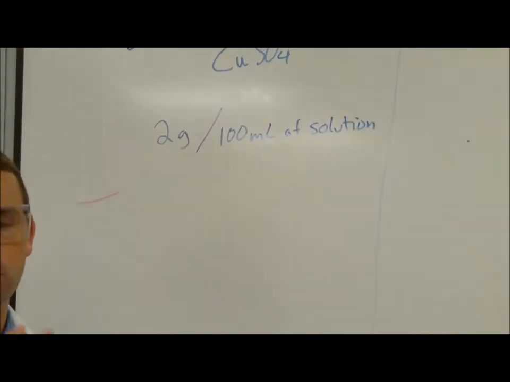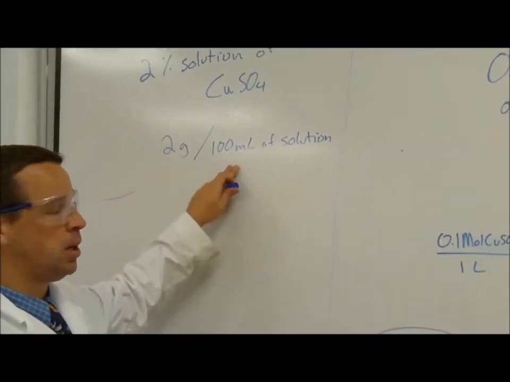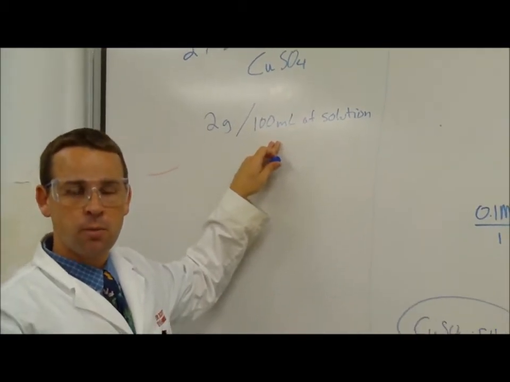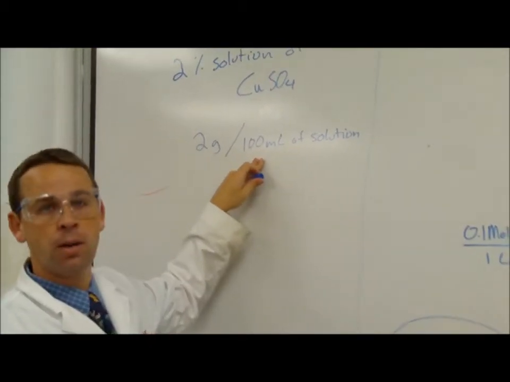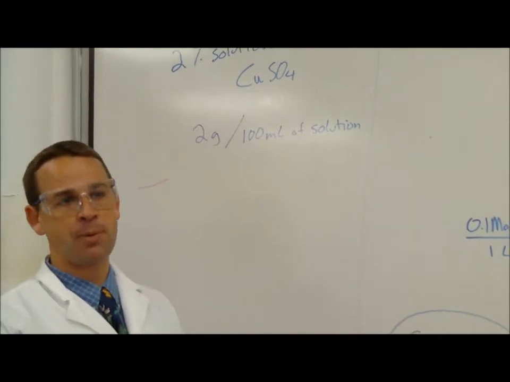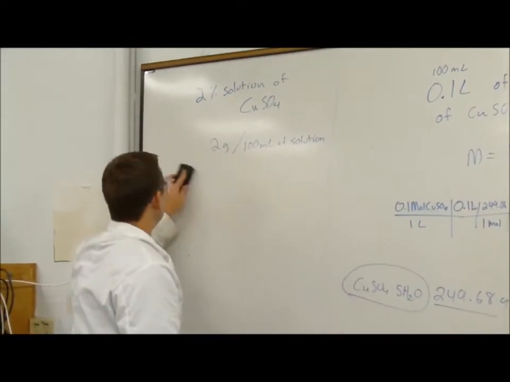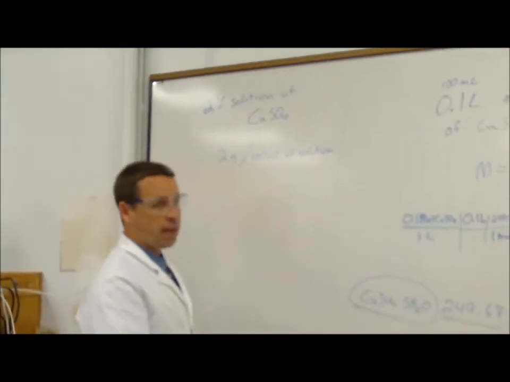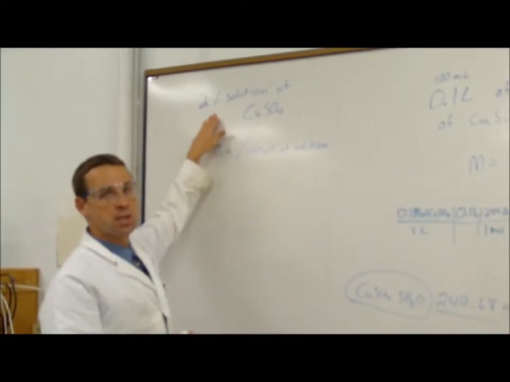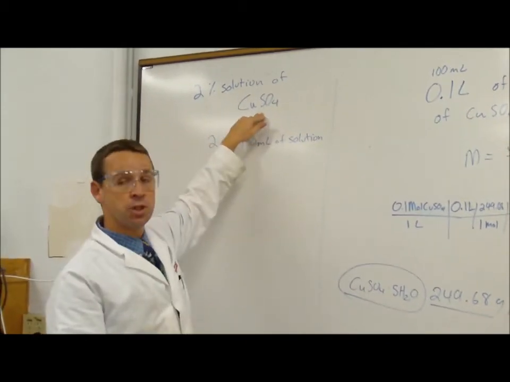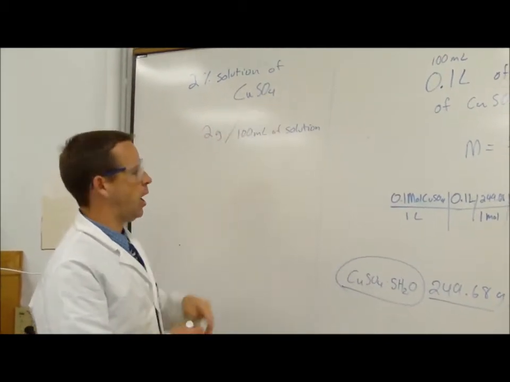All right, that's 2%, right? Because this is 2 grams in 100 milliliters of solution. If the density is close to that of water, it will be 100 grams, right? But again, I don't want a 2% solution of copper sulfate pentahydrate. I want a 2% solution of just the copper sulfate. So, how do I do that?